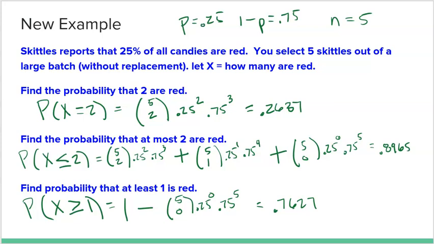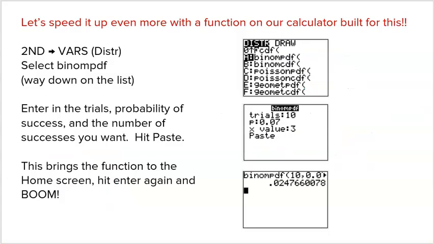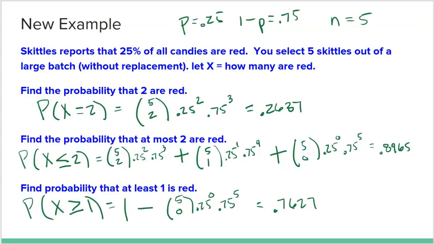Don't let it scare you, because yes, it's this ugly formula with exclamation points, but you do not ever have to use that formula. Use the nCr command on your calculator. Let that get it for you, or even better yet, use the binomial CDF feature of your calculator to do all the work for you. But you have to know notation. You have to understand what this 5 choose 2 represents. You have to understand what 0.25 squared represents, my 2 successes. You have to understand what 0.75 to the third represents, my 3 failures. And then finding probability with this model is quite simple. All right, make sure you practice.